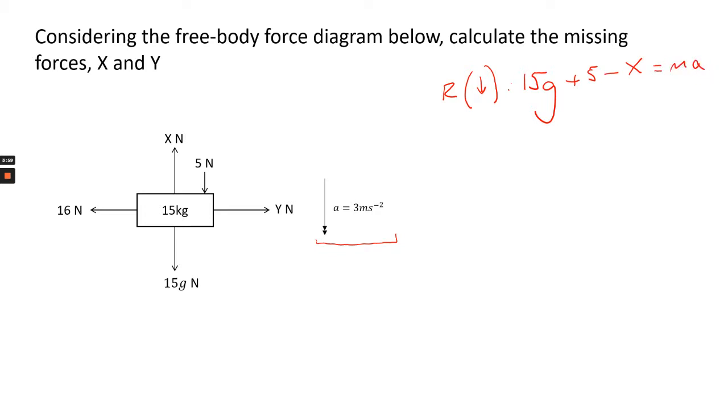So I'm going to have 15g plus 5 minus x equals 15 times 3. And now I can start to rearrange this. I'm going to have 15g plus 5 minus 45 is equal to x. And then that's an equation I can solve.